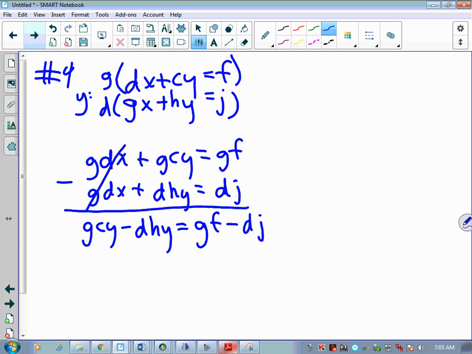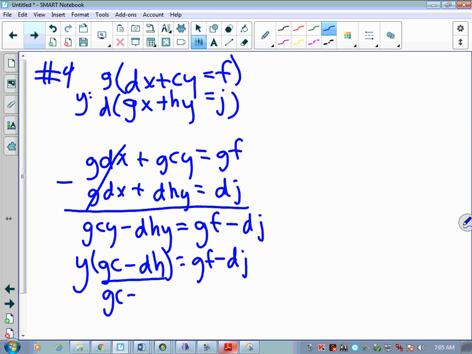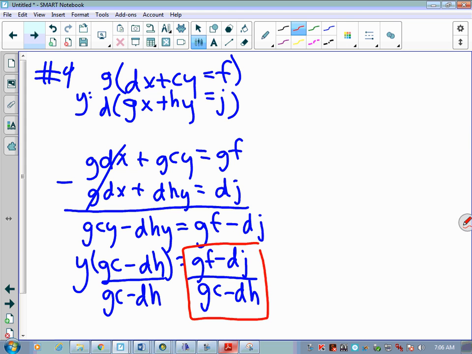Because we're solving for y, I'm going to look at my left-hand side. I'm going to factor out y. So I'm getting y on the outside, gc minus dh, equals gf minus dj. And then finally I'm going to divide that out, gc minus dh over gc minus dh. And this should be our answer. We'll check it.